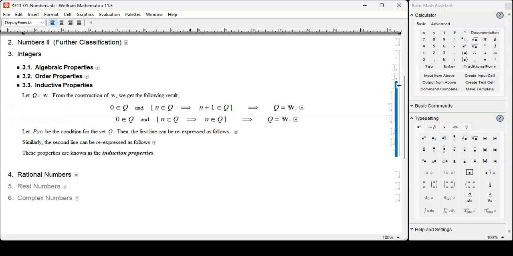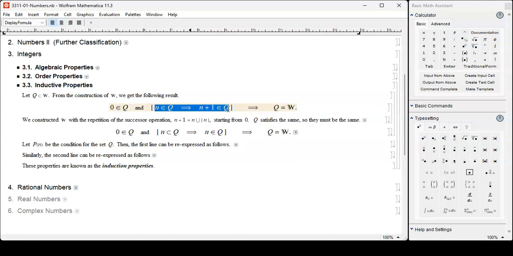This is going to be a bit challenging. First, from the construction of W, suppose 0 belongs to Q, so we are starting from the very starting point, same as W. And then let's suppose we have this. N belongs to Q, then its successor, N plus 1 belongs to Q. Then Q covers everything. Why?